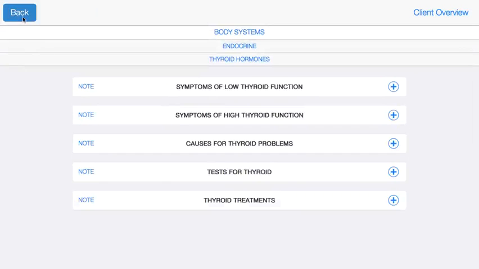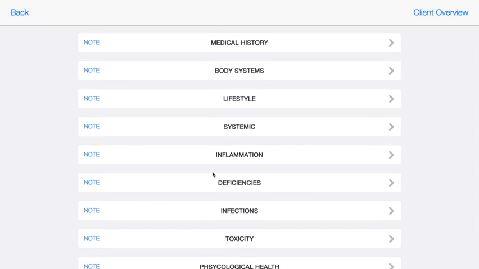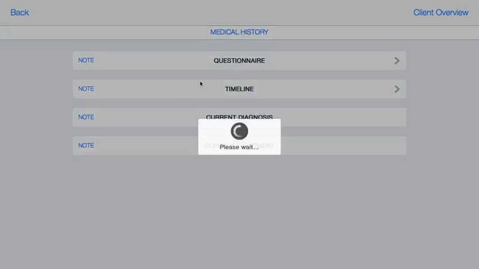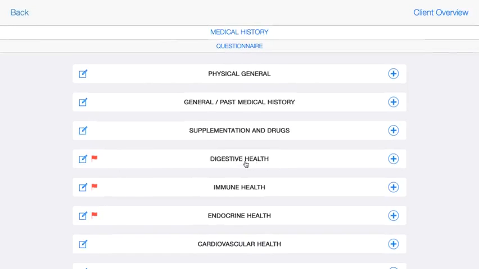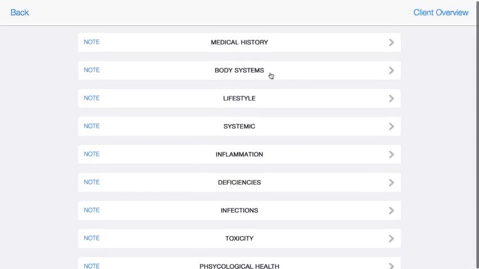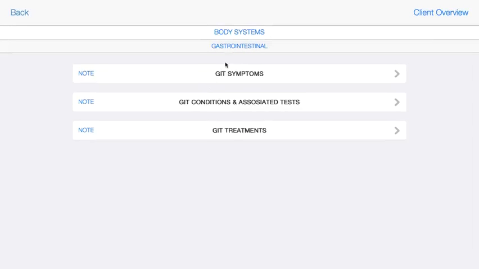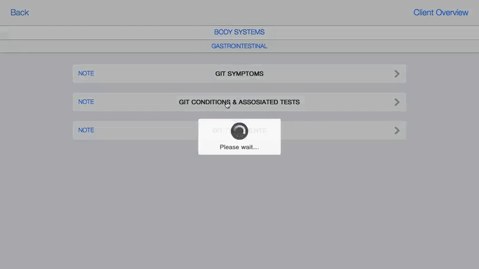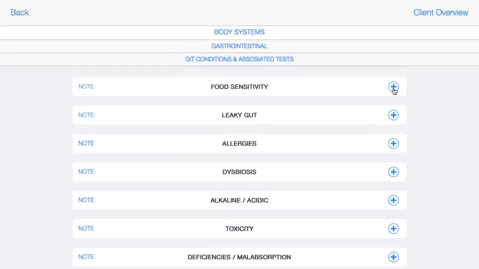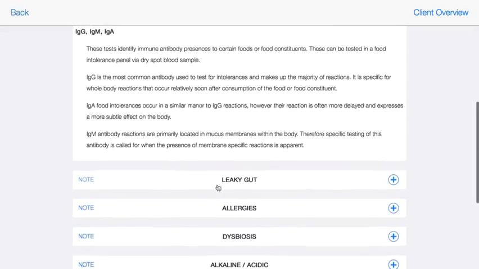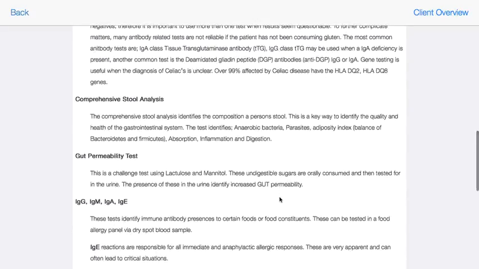Now we know that the biggest problem that we have in functional medicine is to keep all that in mind, to remember all that and to work through. And this is where you can then make additional notes. Now we have worked with the client through the questionnaire, and we know exactly that in our questionnaire we've noted here digestive health. So if we go back to the main overview and go into body systems and then start here with gastrointestinal health, then we can follow through here symptoms, really to dig very deep, gut conditions and associated tests, and then work through with your client through all the different sensitivities, food sensitivities, which are explained with all the different tests, leaky gut, and to get to the root problem.